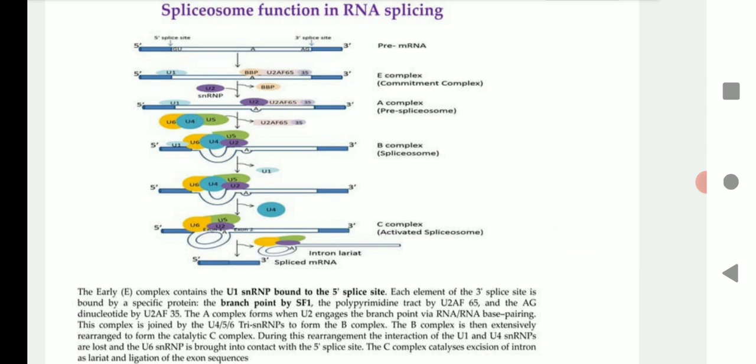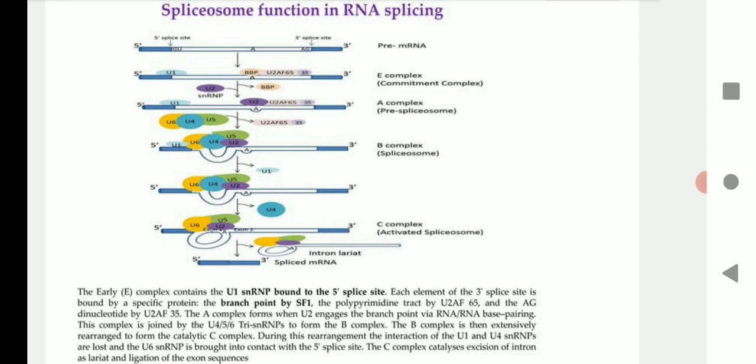During this rearrangement of interaction, U1 and U4 snRNA are lost and U6 snRNA is brought into contact with the 5' splice site. The 5' splice site is cut by the U6 snRNA. Then further in the splicing mechanism, the newly created 3' hydroxyl group carries out a nucleophilic attack on the 3' end containing AG. So this AG is removed and the intron is removed in the form of a circle with a tail, we call it the lariat structure. Both the exon 1 and exon 2 are joined by this mechanism.